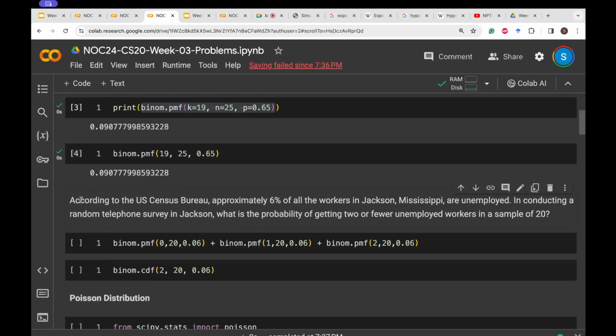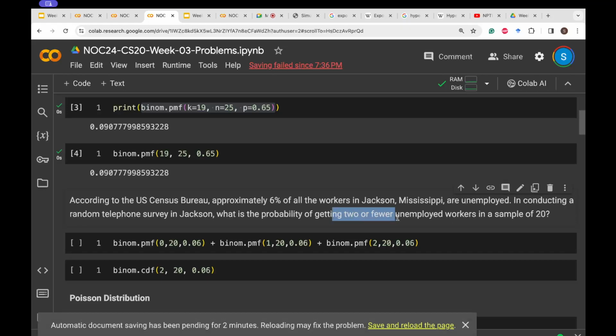Fine. So next problem. According to the US Census Bureau, approximately 6% of the workers in Jackson, Mississippi are unemployed. In conducting a random telephone survey in Jackson, what is the probability of getting 2 or fewer unemployed workers in a sample of 20? Again, this is a binomial distribution, and it is given 2 or fewer, or at most 2. Language might change, but it is at most 2, getting 2 or fewer.